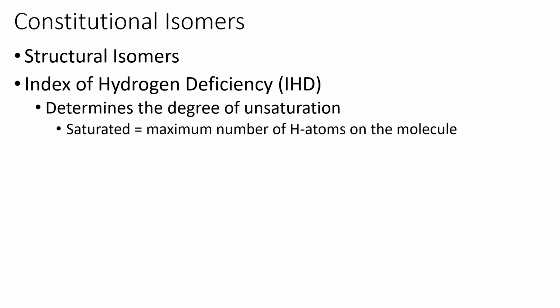So the way that we are going to calculate our IHD is it is equal to 2 times the number of carbon atoms that we have in our structure plus 2 plus the number of nitrogen atoms that we have in our structure. From that, we're going to subtract the number of halogens, so we'll typically denote halogens with an X, and we're going to subtract the number of hydrogen atoms that we have in our structure as well. And then we're going to divide that number through by 2. And this will give us that degree of unsaturation.